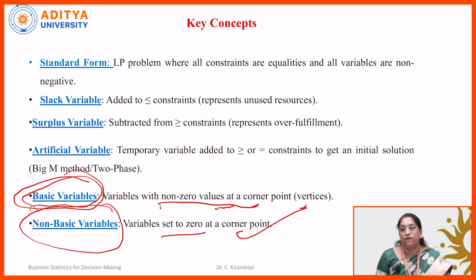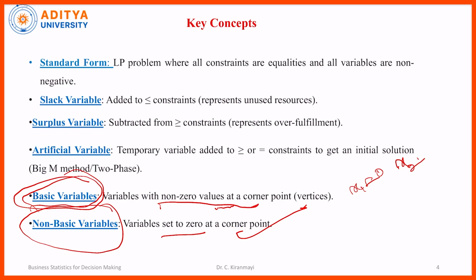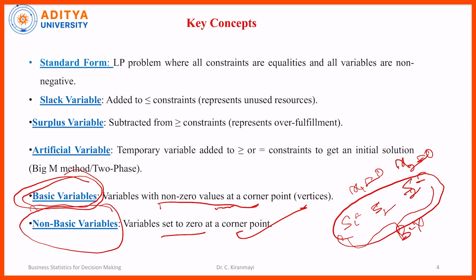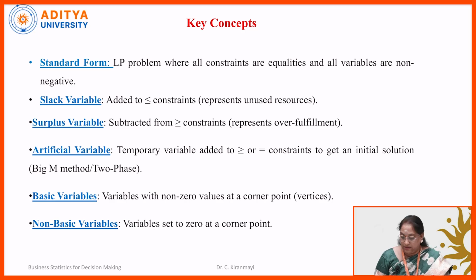So initially, to find the basic feasible solution, we substitute x1, x2 as 0 to obtain the values of the variables s1, s2, s3. If the values of these slack, surplus or artificial variables are non-zero, these variables are called basic variables, and the variables x1, x2 are 0 at the corner points. These variables are called non-basic variables. So these are the terms which we use.